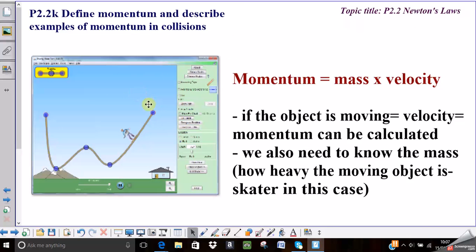In the second diagram, the skateboarder is already moving down the ramp. Now, if we know the mass of the skateboarder, and if we know the velocity of the skateboarder, because it's already moving down the ramp, in this situation we can calculate the momentum of this skateboarder. So if the object is moving, that means the object will have a velocity, and momentum can be calculated. We also need to know the mass, how heavy the moving object is, the skater in this case.